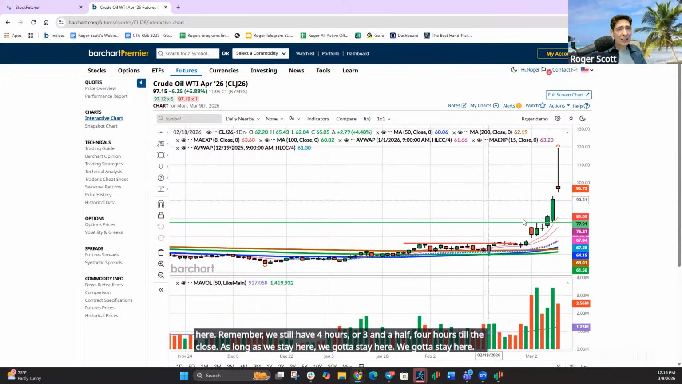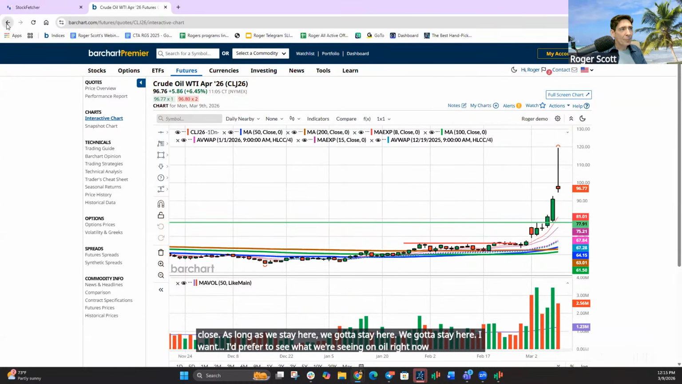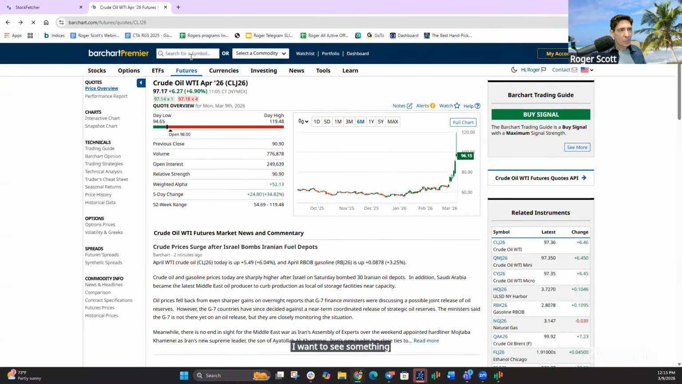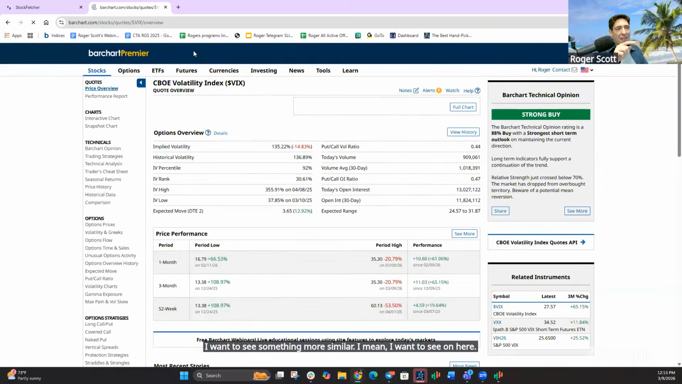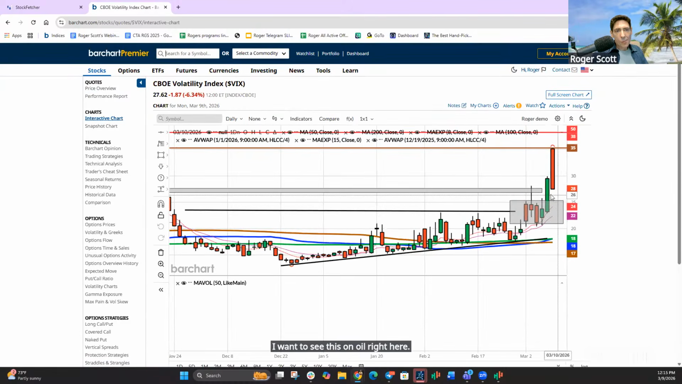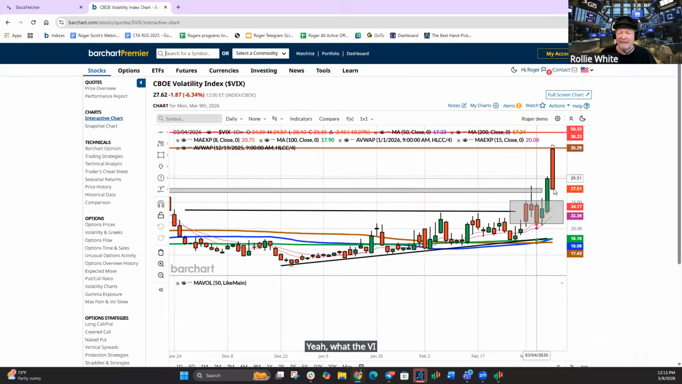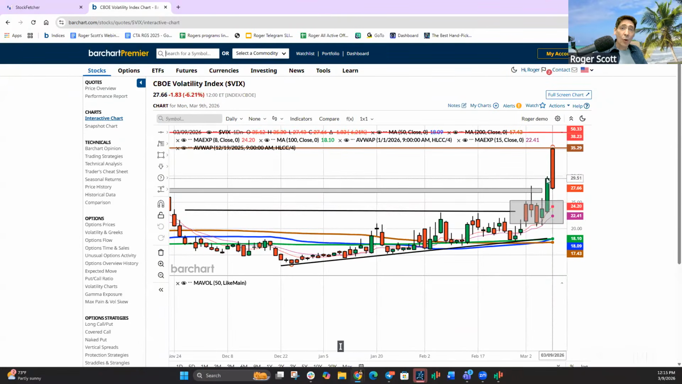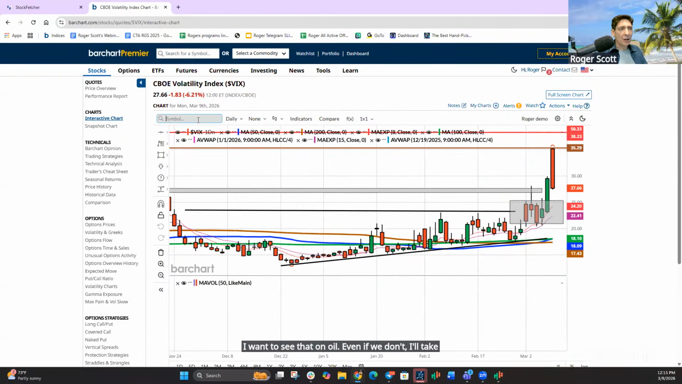I'd prefer to see what we're seeing on the VIX right now on oil. I want to see something more similar. See how we're inside the range? I want to see that on oil. Even if we don't, I'll take what we're seeing now, but I'd like to see it on oil.